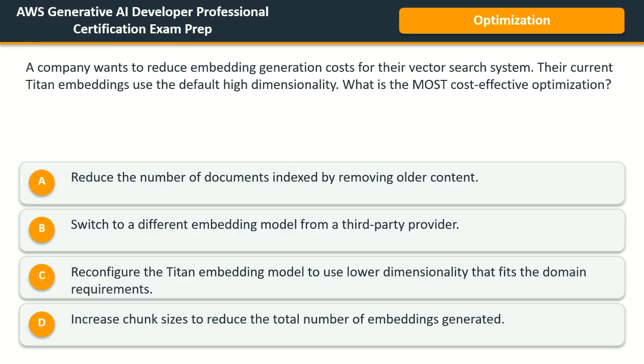The correct answer is C. This question is not about retrieval quality first. It's clearly about cost optimization. The key clues are: reduce embedding generation costs, Titan embeddings, default high dimensionality.